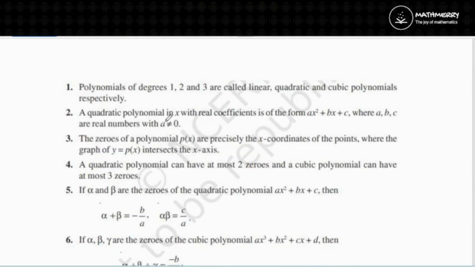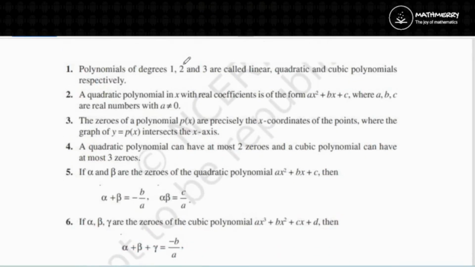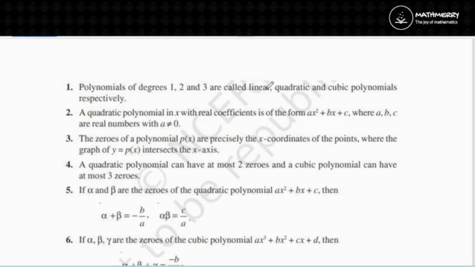So in this particular chapter, we have only seen different types of polynomials that are linear, quadratic, and cubic polynomials. Then we have seen the definition of a quadratic polynomial. A quadratic polynomial in x with real coefficients is of the form ax square plus bx plus c, where a, b, c are real numbers and a is not equal to 0. What will happen if a is 0? If a is 0, there won't be an x square term, then it will become a linear polynomial. If it is a quadratic polynomial, then a should not be 0.